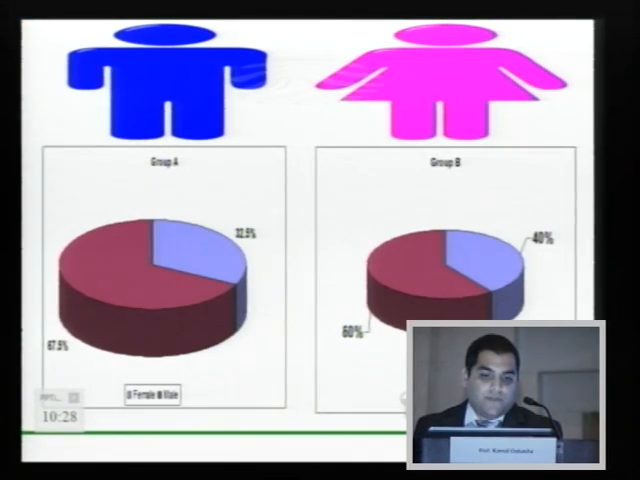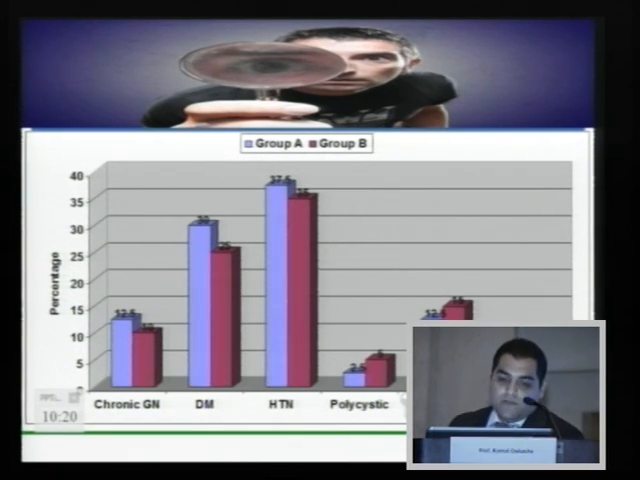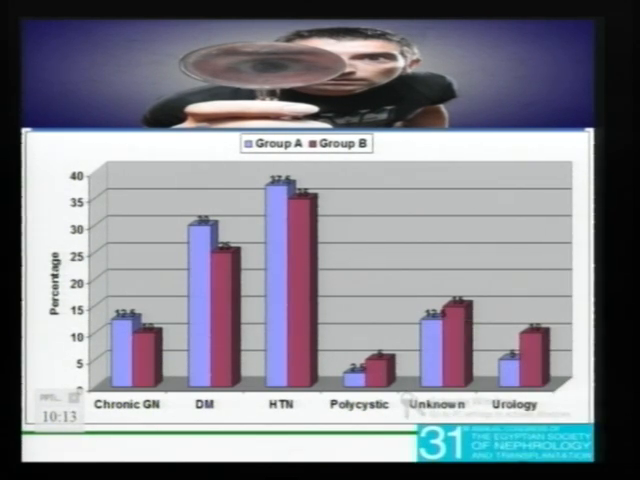Regarding our data, we found that regarding gender, most of our patients were male in group A and group B, more than 60%. Regarding the etiology of renal failure, we found that diabetes and hypertension, as suspected, were the main causes of end-stage renal disease in all patients in group A and group B.